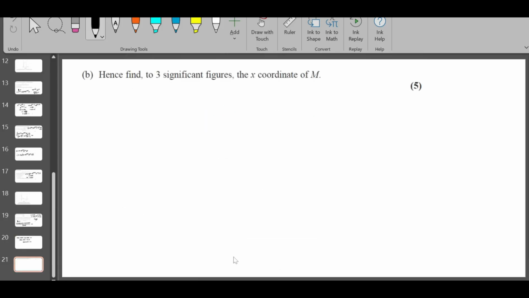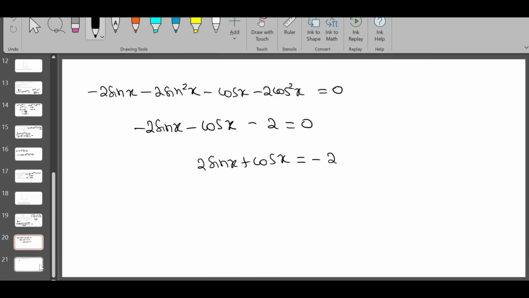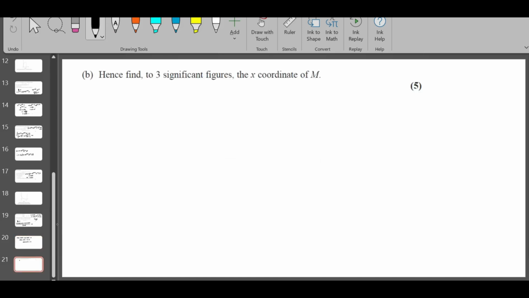Hence, find the x coordinate of n. So basically, they want you to solve the equation we just framed: 2 sin x plus cos x is equal to minus 2. To solve this equation, you need to remember this.